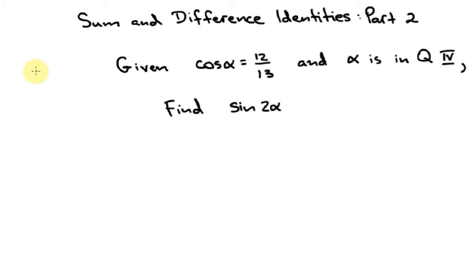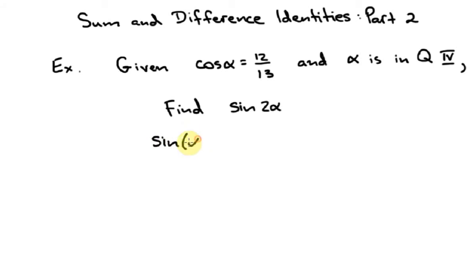I've got an example right here to get us started. It says, given that the cosine of alpha equals 12/13 and alpha is in quadrant 4, we have to find the sine of 2 times alpha. All right, the first thing I'm going to do in solving this is change this sine of 2 alphas and tackle it this way.